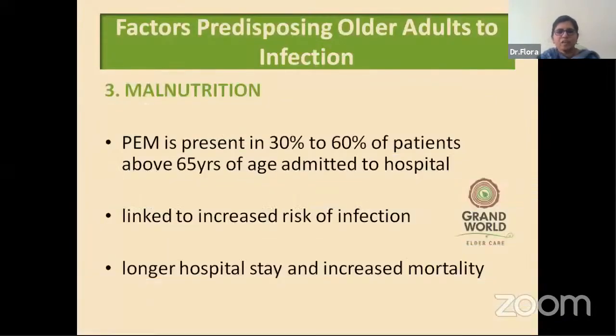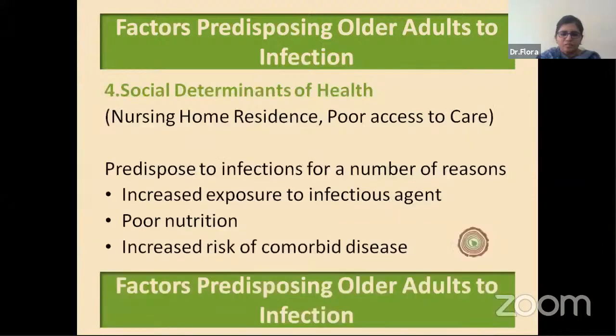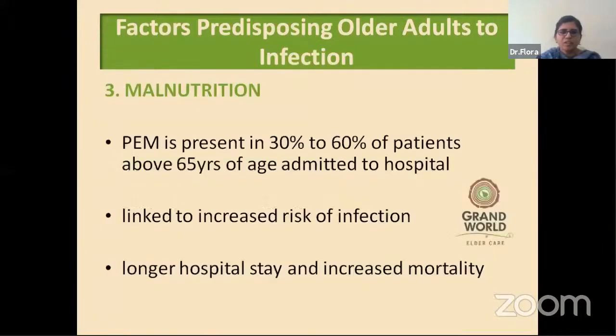The third factor is malnutrition. Protein energy malnutrition is present in 30 to 60% of patients above 65 years of age who are admitted to hospital. This protein energy malnutrition is associated with increased risk of infection, longer hospital stay and increased mortality. By longer hospital stay, it means the recovery rate is very slow and low. And the death rate is also more in patients with protein energy malnutrition.